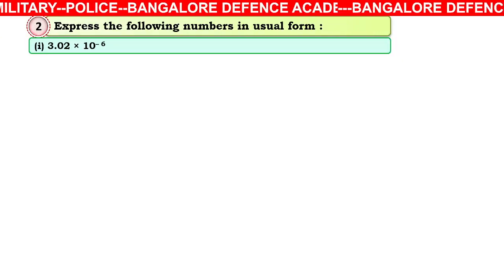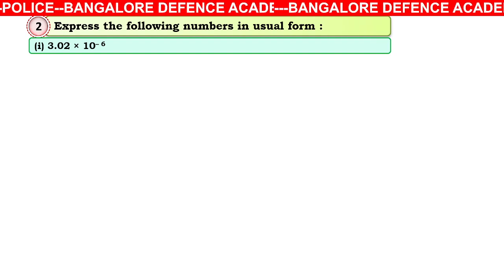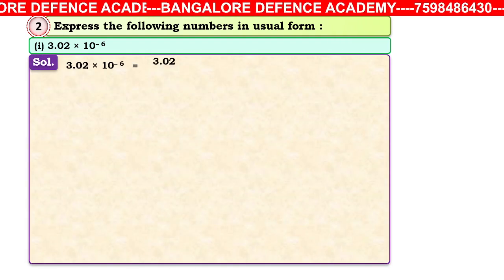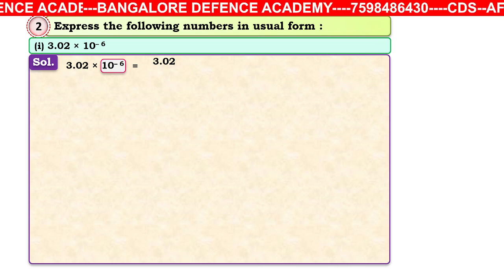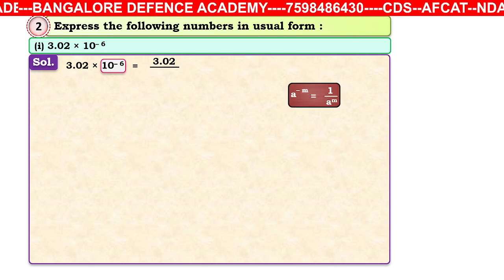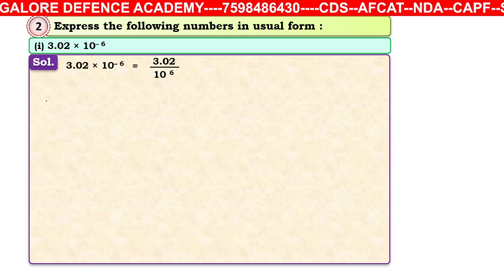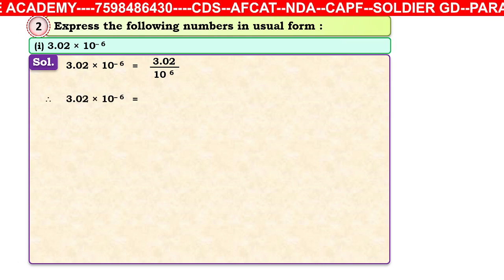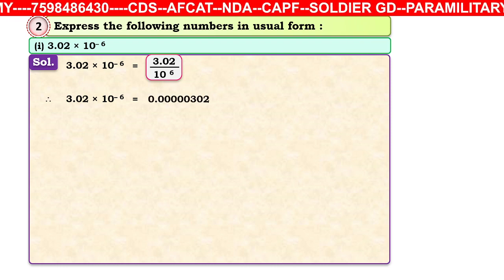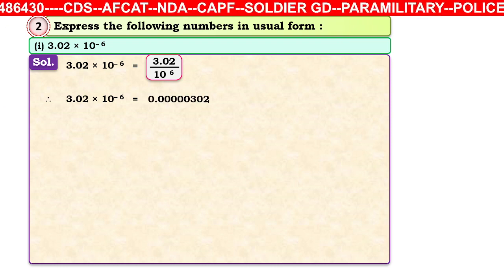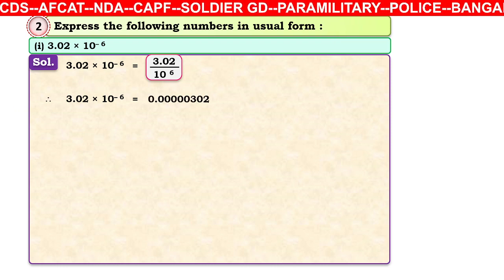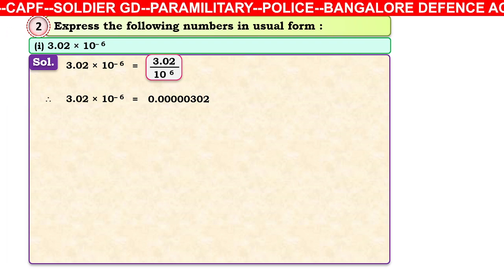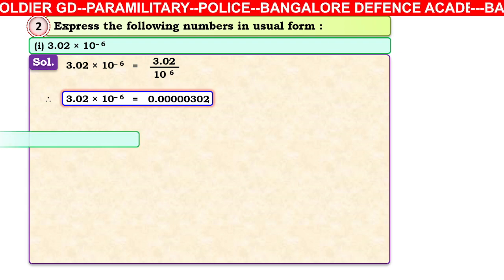Now try to express the following numbers in the usual form. 3.02 into 10 to the power of minus 6. That is 3.02 divided by 10 to the power of 6. This can be written in this form. Okay, I'm writing the exponent in the positive form. Now what happens? For 3.02, you have to see how many zeros we have. We have 6 zeros. So after the point you have to put 6 zeros, and that means the 302 number should also be included. Okay, this is the answer.